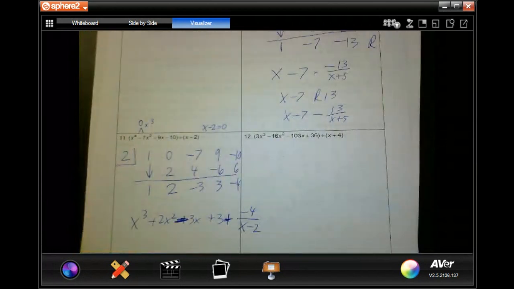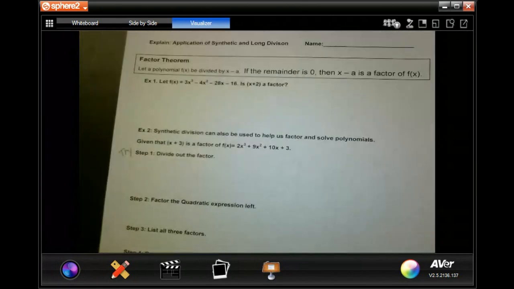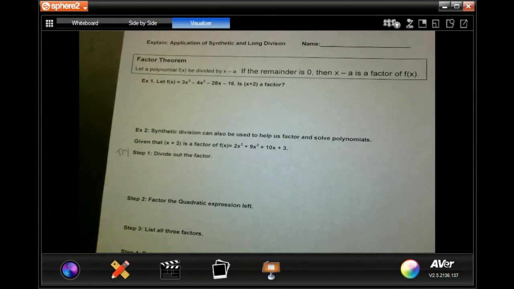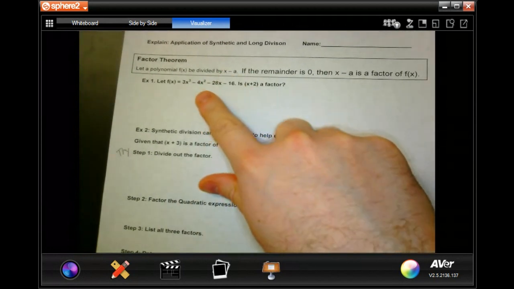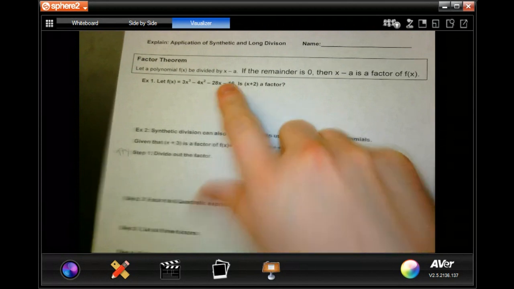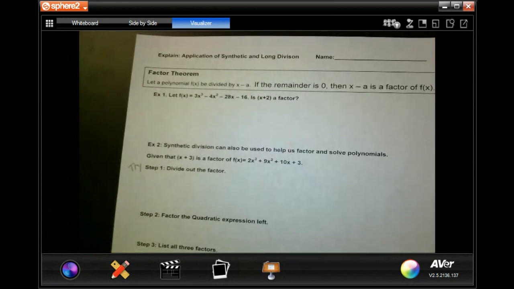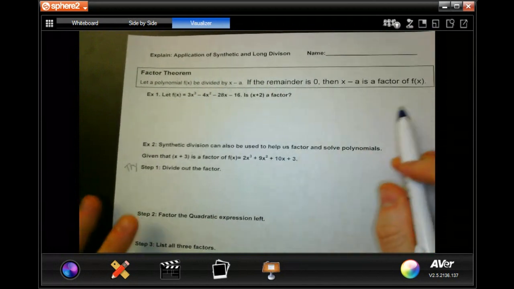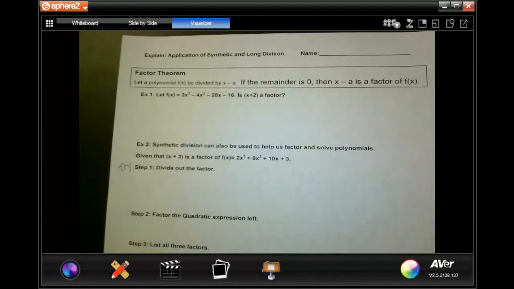Okay, awesome. Let's get to the factor theorem, shall we? All right, so we can ask you guys now, is x plus 2 a factor of 3x cubed minus 4x squared minus 28x minus 16? Okay, is that going to be a factor? Well, you guys have already figured this out, that if you divide into a polynomial, if you have a remainder of 0, then that x minus a, this linear factor that they give you, is indeed going to be a factor.